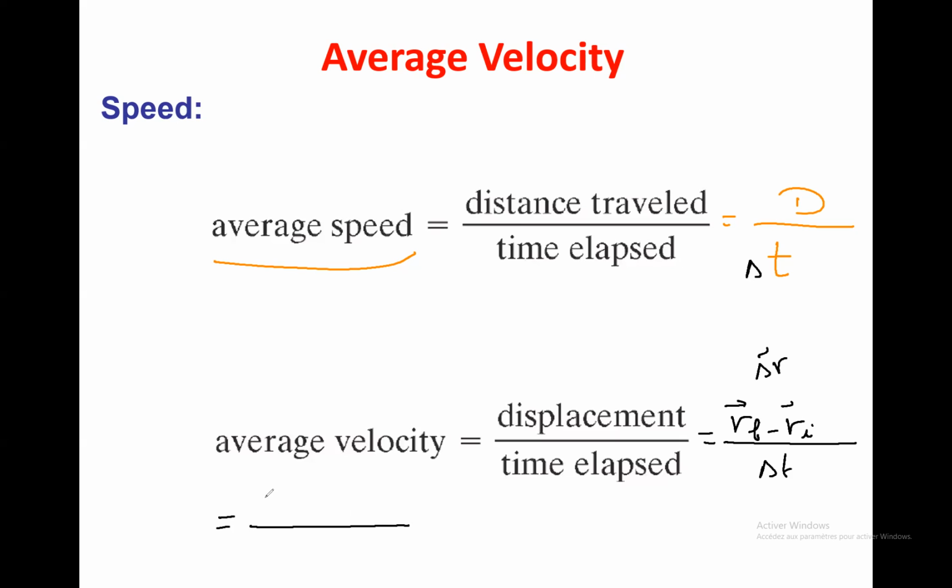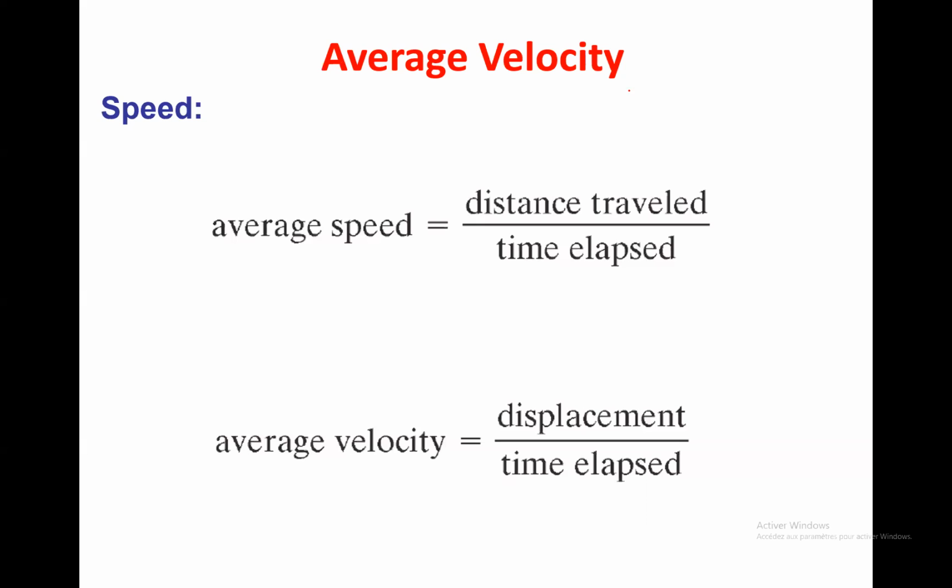R final, you know the final formula of the displacement equals delta x i plus delta y j. We calculated this formula in the last video. Divided by delta t equals delta x over delta t i plus delta y over delta t j. Okay, it's just a formula.